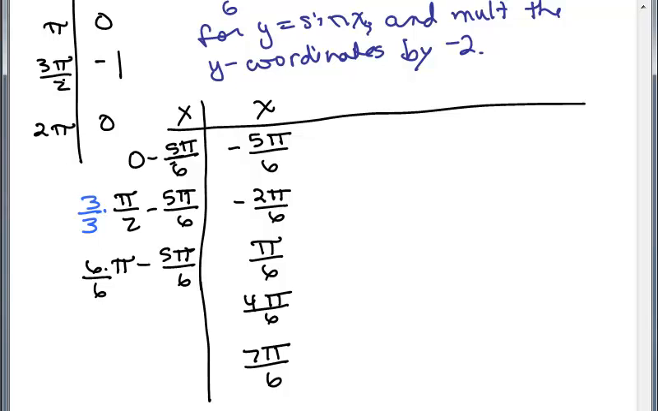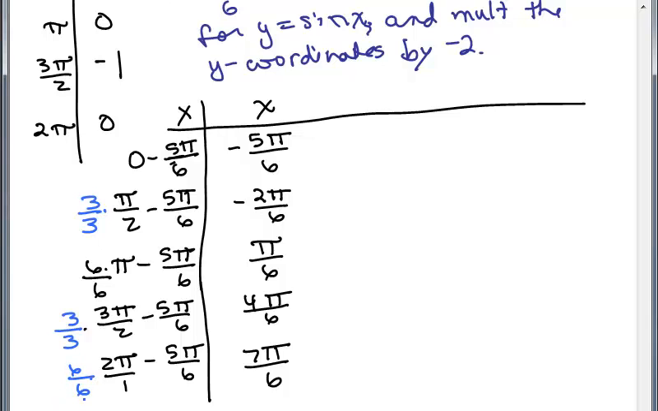Notice that still gives you pi over 6. This fourth x-coordinate was 3 pi over 2 minus 5 pi over 6, and if you get a common denominator, again, that gives you 9 pi minus 5 pi. There's your 4 pi over 6. And the last one was 2 pi minus 5 pi over 6. Again, getting a common denominator for this, I'd have to multiply by 6 over 6, and 12 minus 5 is 7 pi over 6. In any case, these are our 5 key x-coordinates.